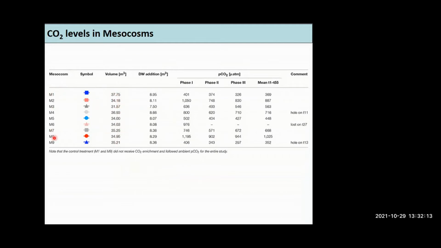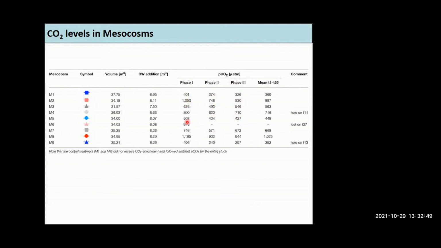So these are M1 to M9. M1 and M9 were controls, so no CO2 was added in these. And then we added the CO2 in each of the other mesocosms from a regression point of view, not from the ANOVA point of view. So there were no replicates, but rather an increasing trend of CO2 that we added. And there were 3 different phases. The first phase was the oligotrophic phase, then in phase 2, after we added these deep water nutrients into the mesocosms, and then phase 3 was when the nutrients were consumed.